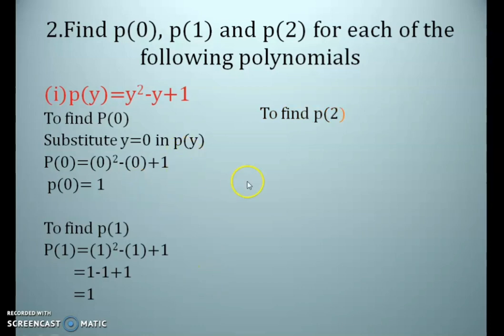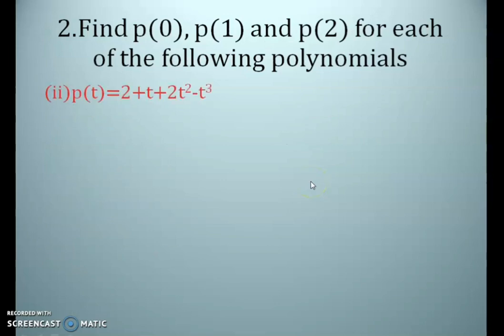Third option is we have to find p of 2. So we'll substitute in p of 2. It is 2 squared minus 2 plus 1. So 2 squared is 4 minus 2 plus 1. So the answer is 3. We'll go to the second subdivision.